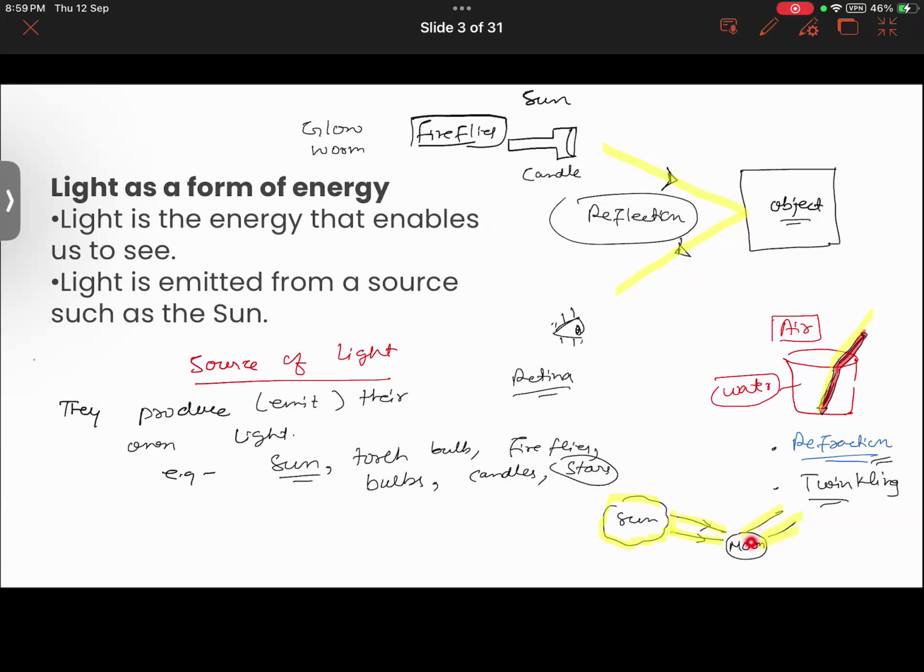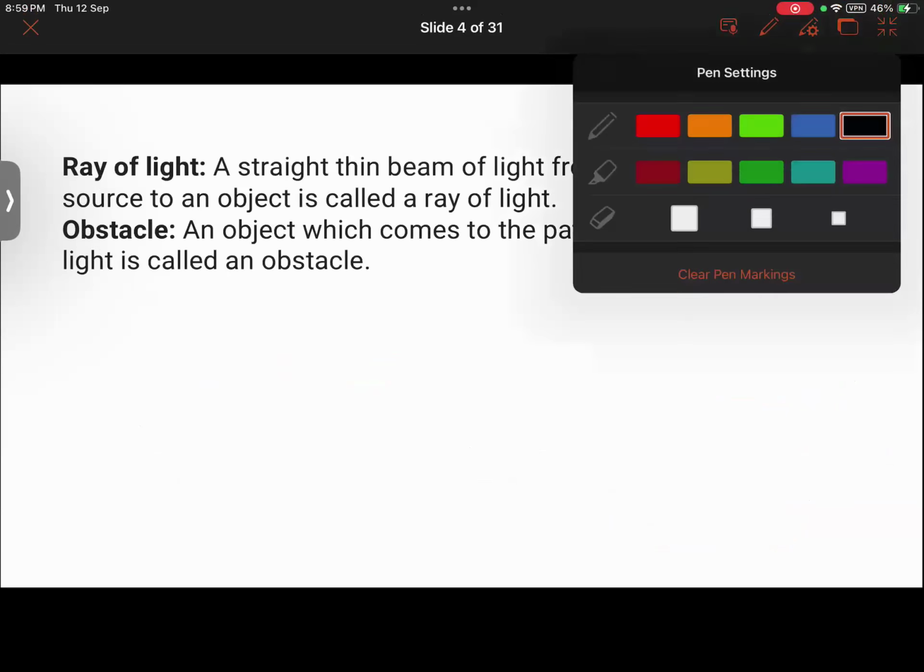Also, sometimes what we see is that eclipses take place, right? The solar and the lunar eclipse. So what happens in the lunar eclipse? When the Earth is in between the sun and the moon, a lunar eclipse will occur.